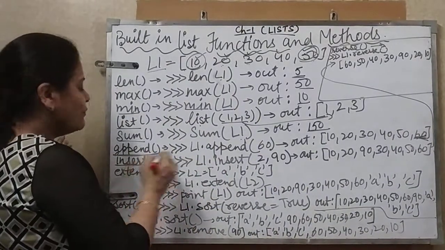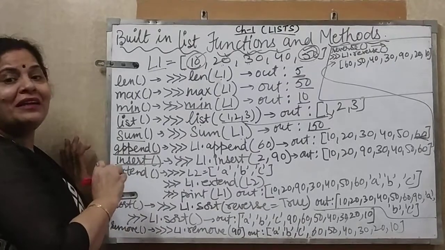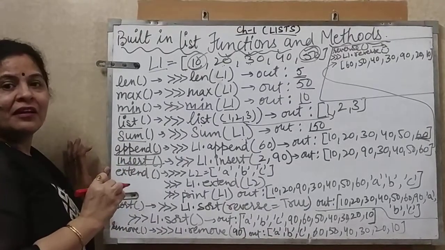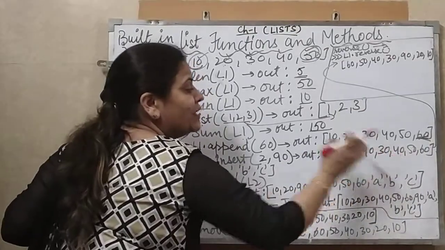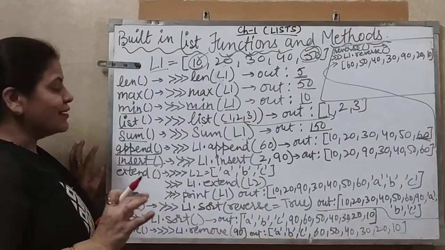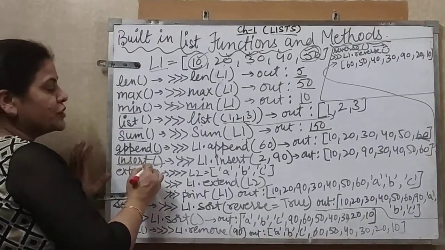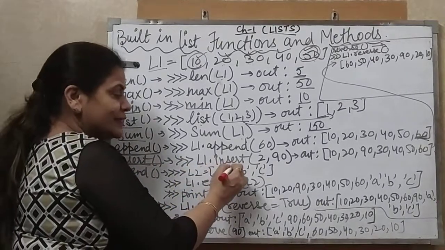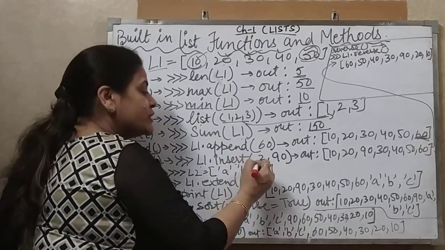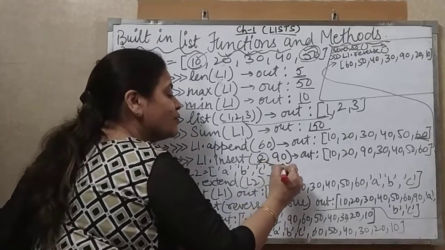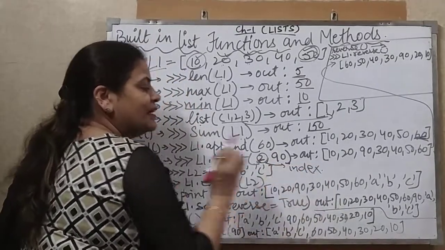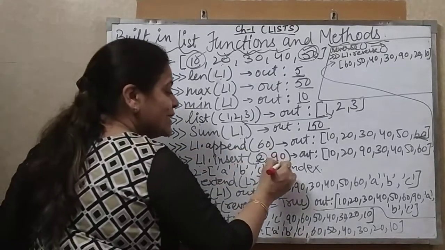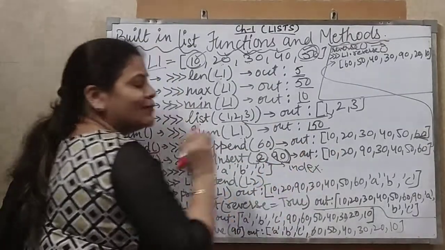Insert means it will add a value in my list in between, anywhere, on any index. If I want to add any new element somewhere in the middle of the list, then I'll use the insert function. I'll use L1 dot insert within my brackets. First of all, I have to tell at which index I want to add the new element. So 2 is defined as my index and 90 is the value which I want to place in my list.